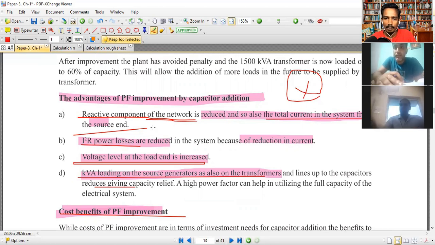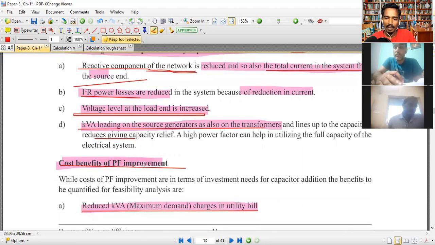Maximum demand reduces, and that means the load current also reduces. Then, when load current reduces, the I squared R copper losses reduce. Another point is that the capacitor boosts the voltage level, so the system works at its best level and performance also improves. And the cost benefit of power factor improvement.